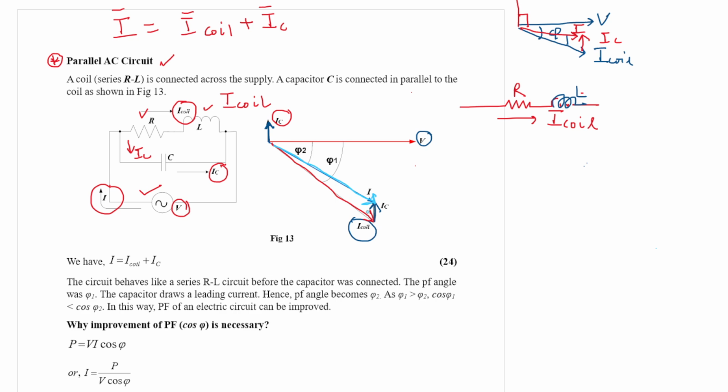Now you see the initial angle was phi 1. With the inclusion of capacitance, the angle reduces to phi 2. So naturally, from the phasor diagram, phi 1 is greater than phi 2, and therefore cos phi 1 is less than cos phi 2.